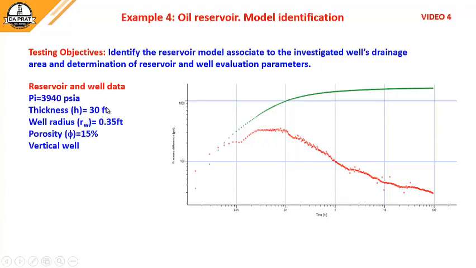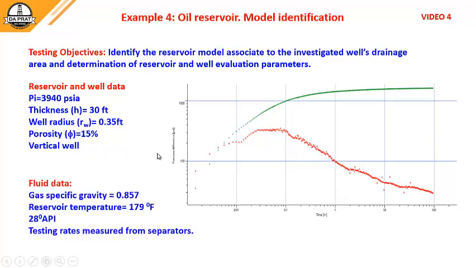Our reservoir and well data is shown here. We have an initial pressure of 3,940, thickness 30 feet, well radius, porosity. It's a vertical well. I'm saying this because we will see later on that, according to flow regime identification, and for those of you that already have experience with that, you can see here there is a trend with a negative half slope, and we'll deal with that in a moment.